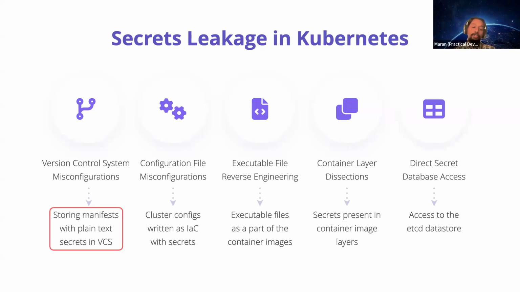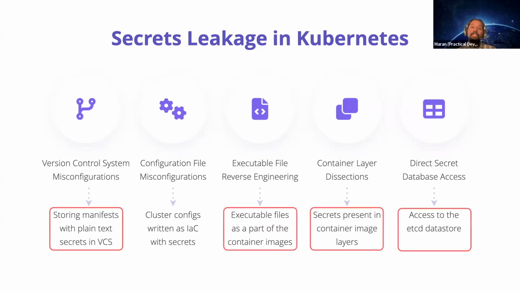Then secrets are stored in the etcd cluster, which is a part of the Kubernetes cluster components. If someone has direct access to the etcd data store, they might have access to the secrets directly. So storing secrets in plain text, storing secrets in container images and image layers, having direct access to the database itself, and cluster configs, these are some ways secrets can get leaked.